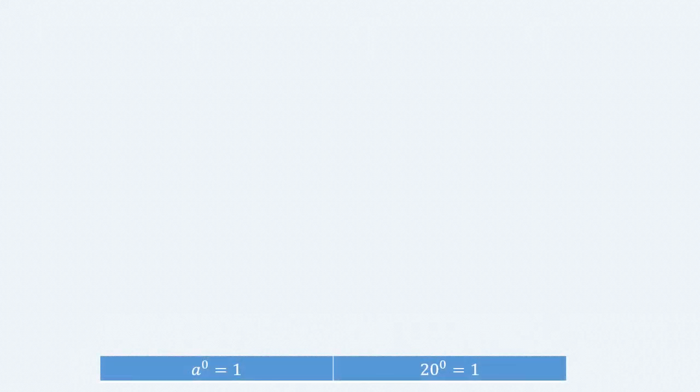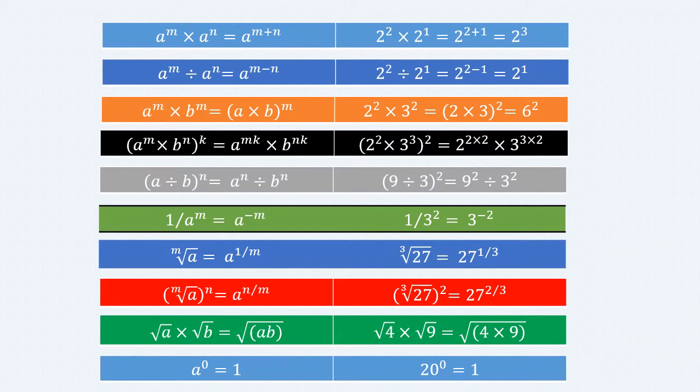And finally, a simple rule, the one that you can remember so easily: a to the power 0 is equal to 1. So any number to the power 0 equals 1. So for instance, 20 to the power 0 equals 1. The only exception is 0 to the power 0, it's not equal to 1. That's the only exception. So here are all the rules on the screen.